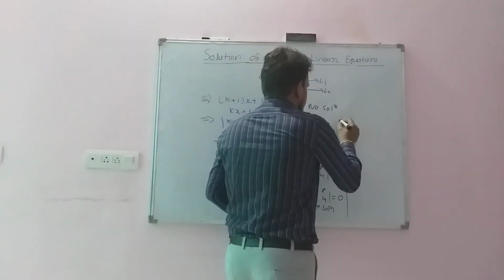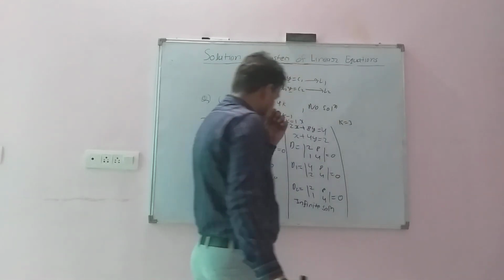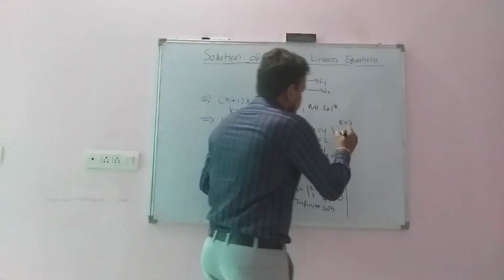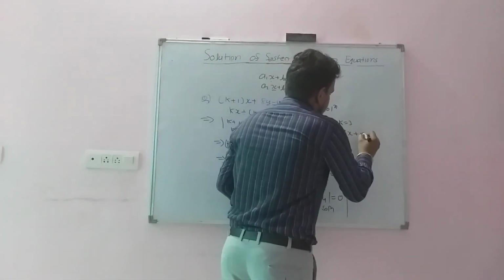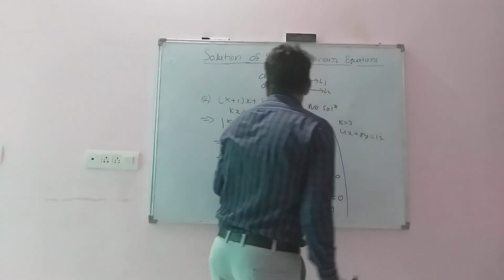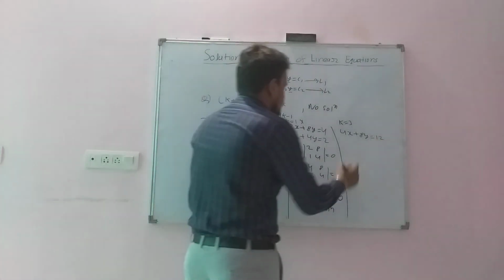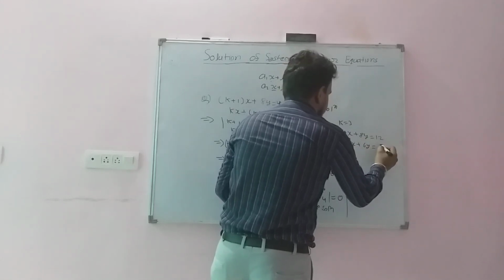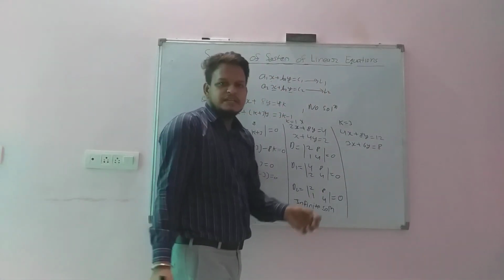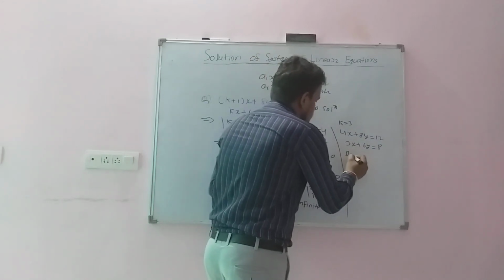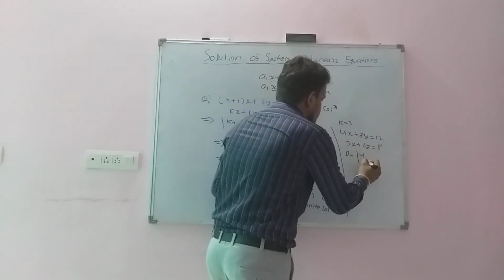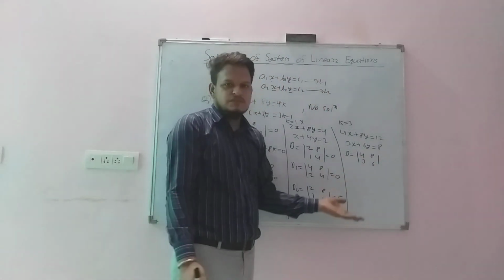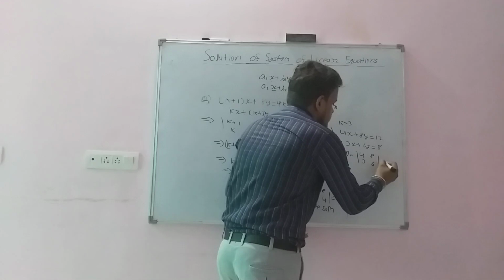Now we will check whether k equal to 3 is valid or not. So we put k equal to 3 in these equations. We get 4x plus 8y equals 12, and with k equal to 3 in the second equation we get 3x plus 6y equals 8. So now we calculate d, that is d equals 4, 3, 8, 6. 4 into 6 is 24, 8 into 3 is 24. 24 minus 24 is 0.